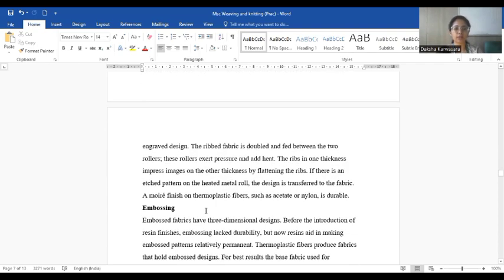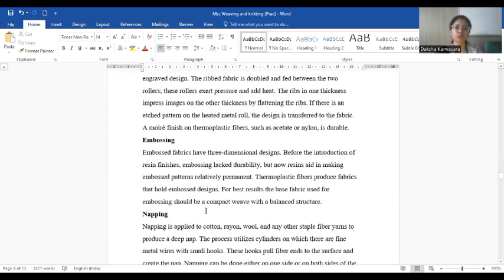And the next one is the embossing. The embossing finish is to produce a three-dimensional structure on the face of the fabric. Before the introduction of resin finishes, embossing lacked durability, but now resins aid in making embossed patterns relatively permanent. For best results, the base fabric used for embossing should be a compact weave with a balanced structure.